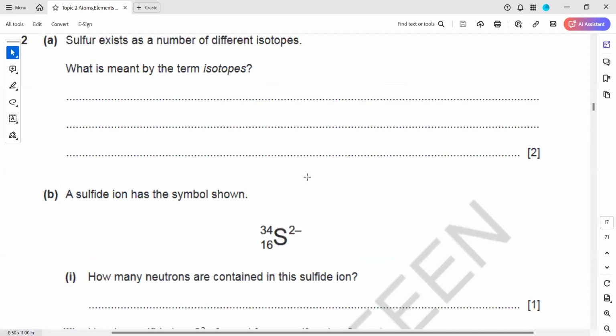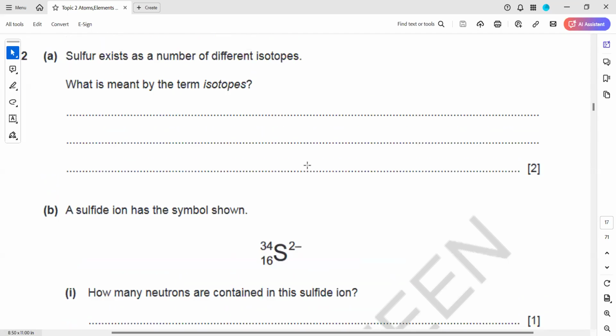What is meant by the term isotope? How do we define the term isotopes? Isotopes are two atoms of the same element but with a different number of neutrons. Atoms of the same element with the same number of protons but different neutrons.